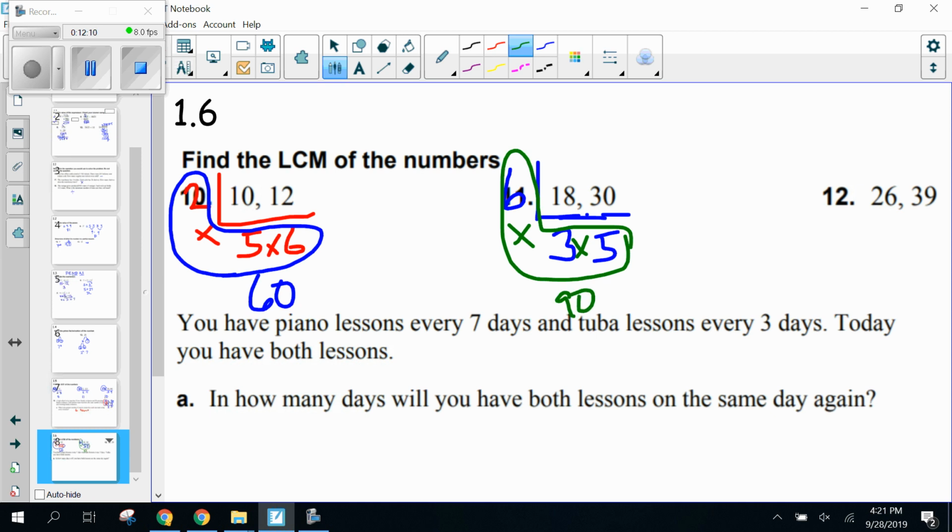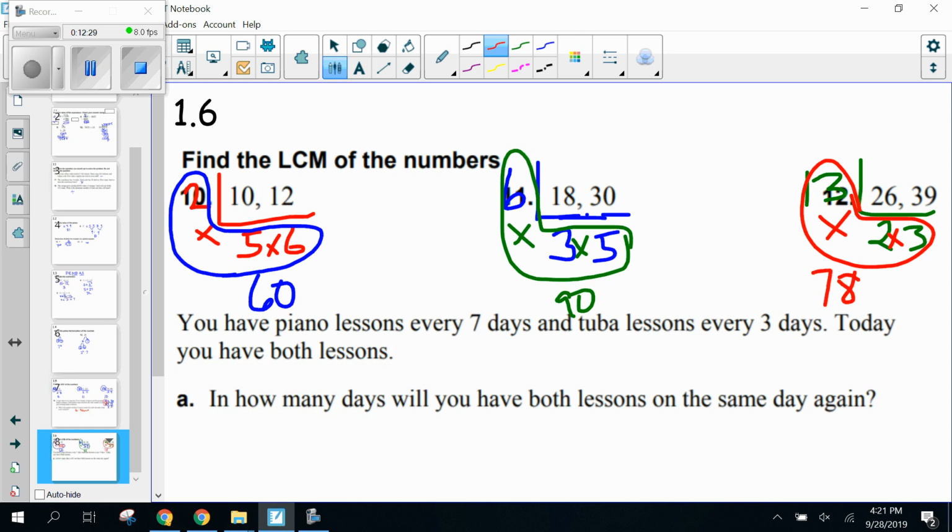And the last one here, you have to see this a little tricky, that it's divisible by 13. And we would get a 2 and a 3. So when we make our big L, we're multiplying 13 times 2 times 3, which ends up being 78.